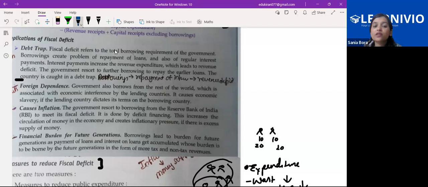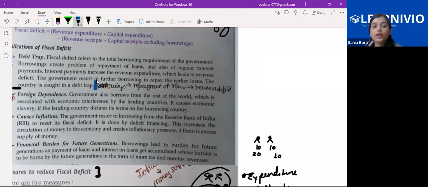Now, debt trap. So, fiscal deficit refers to the total borrowing requirement of the government. Borrowing creates a problem of repayment of loans and also a regular interest payment. Interest payment increases the revenue expenditure, which leads to revenue deficit. The government resorts to further borrowing to repay the earlier loan. The country is caught in a debt trap. Clear?